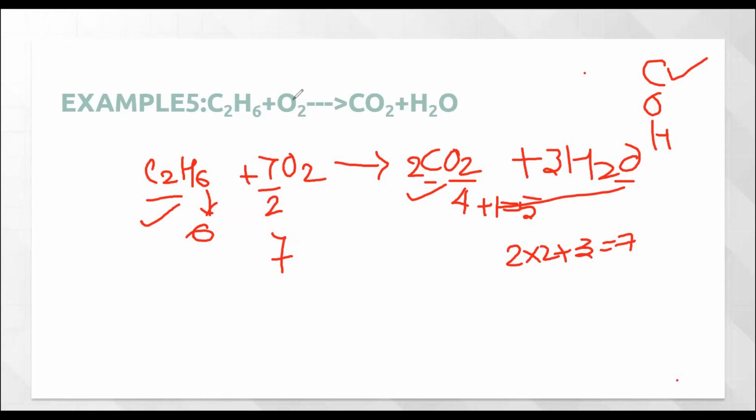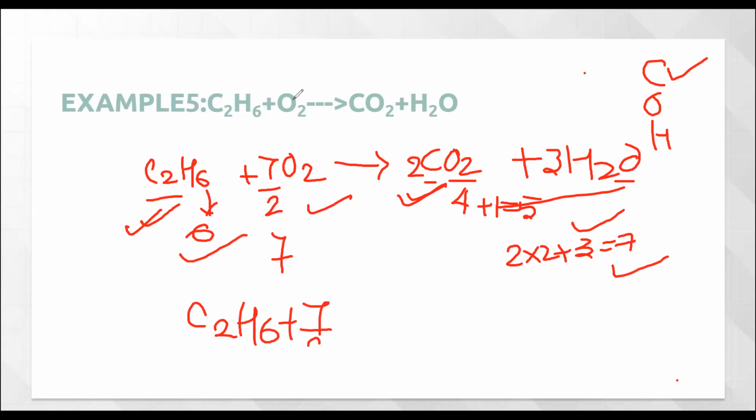Again move to step 1, check for carbon. Carbon 2, carbon 2, check for oxygen. Oxygen 7, oxygen 7, check for hydrogen. Hydrogen 6 and hydrogen 6. So the final equation is C2H6 plus 7 upon 2 O2 gives 2CO2 plus 3H2O.